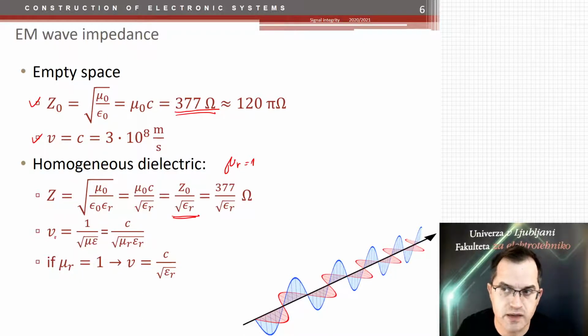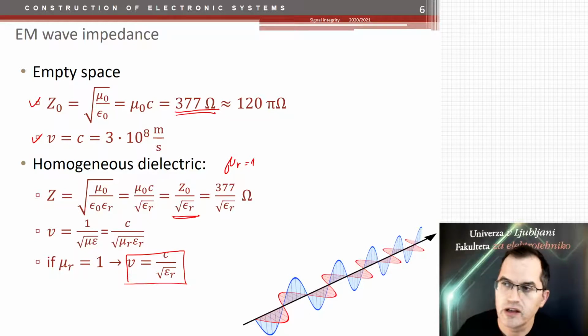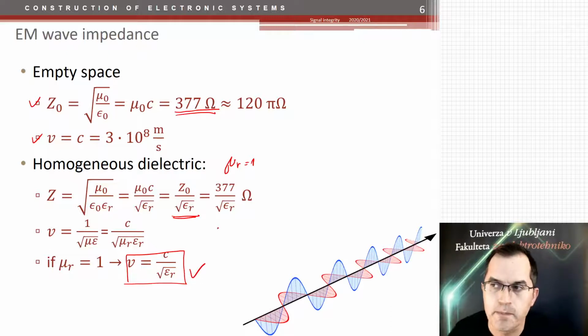And finally, the speed of that wave is simply 1 over the square root of mu epsilon, which gives you this relation. And finally, if you are in a homogeneous non-magnetic material, this is the final equation. The speed of the propagation is just the speed of light over the square root of epsilon r. Again, this is an equation you should remember. So that one, and these two. So we know now the basic properties of the electromagnetic field propagating through empty space and through some homogeneous dielectric.